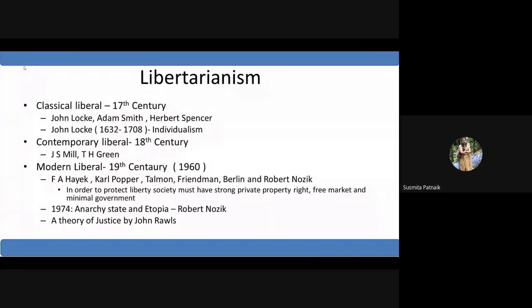So upon this, they say that the main propounders of the theory of libertarianism are F.A. Hayek, Karl Popper, Talmon, Friedman, Berlin and Robert Nozick.